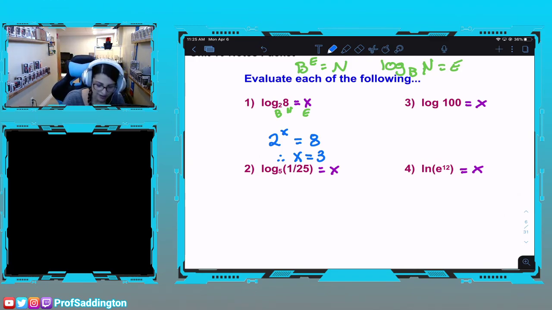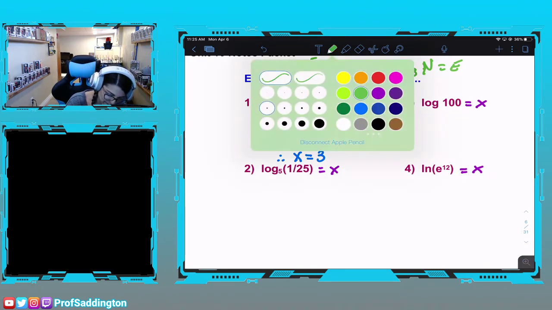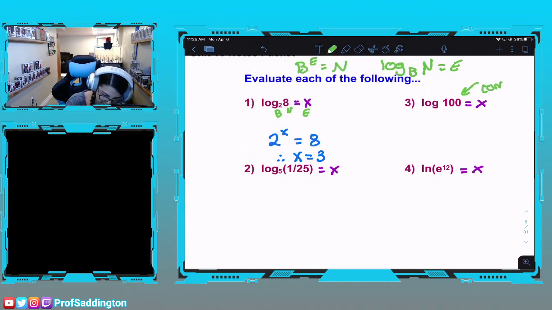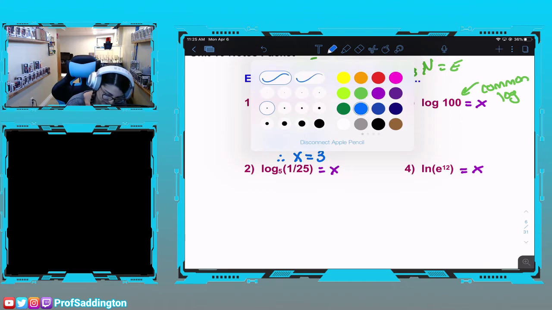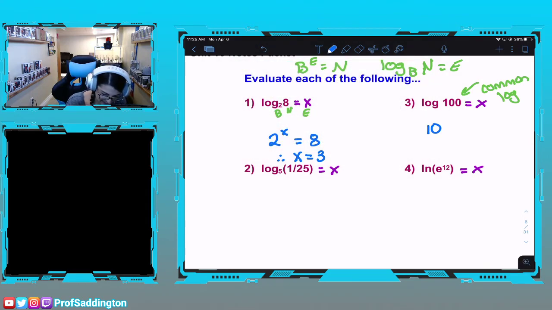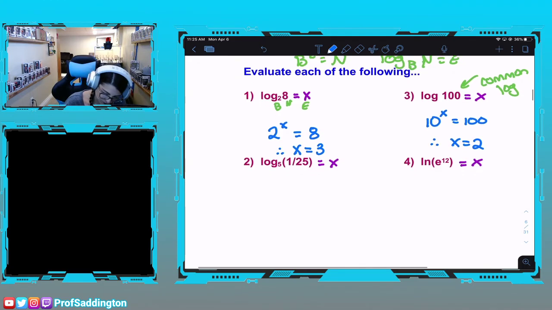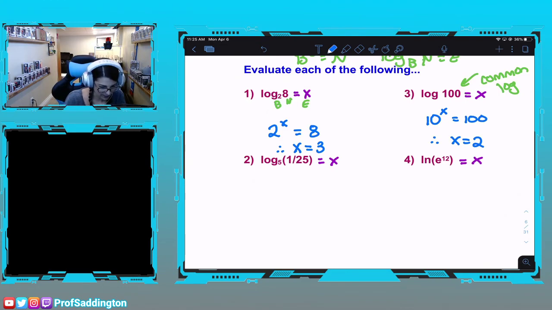So log of 100. Since there's no log written there, we got to remember that this is a common log. So therefore, the base is 10. So we have 10 raised to the x equals 100. So 10 raised to what power gives me 100? Well, that would be squared. So it equals 2.